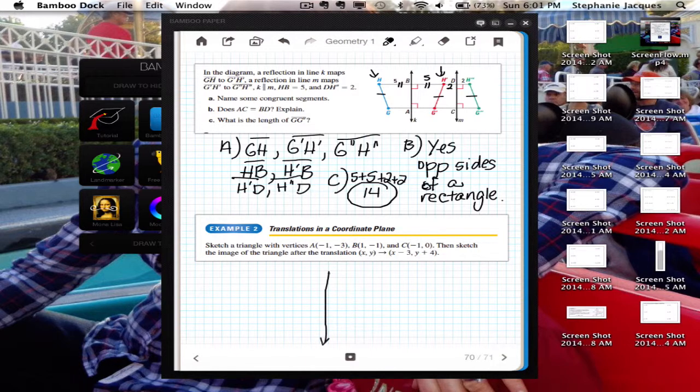It's a little hard, remember, on this program, but I will try my best. Okay, so now I have my coordinate grid. I'm going to do point A. So I have -1, -3. So I'm going to be right there. And I'm going to label that A.